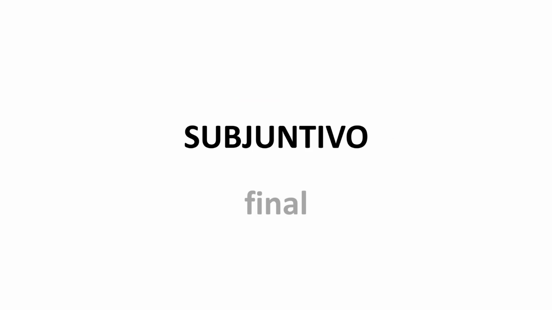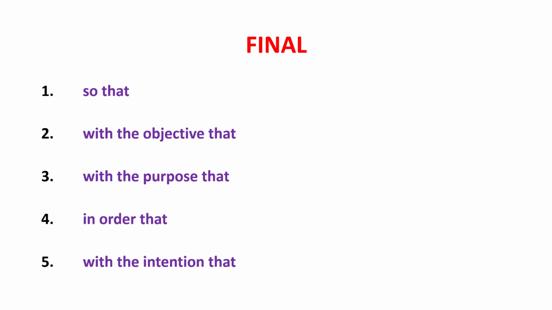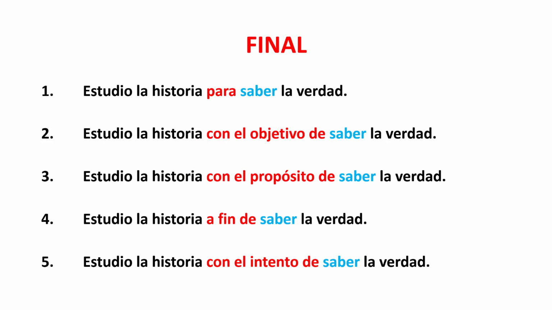Sometimes, however, the finales are going to be followed by the subjunctive. So let's look at how we're going to use them with subjunctive in the second verb. So that, with the objective that, instead of with the objective of, with the purpose that, in order that, with the intention that. Now these are going to be a little bit different. That is going to be que as a connector now in these next sentences. I study history to know the truth now becomes I teach history so that you know the truth.